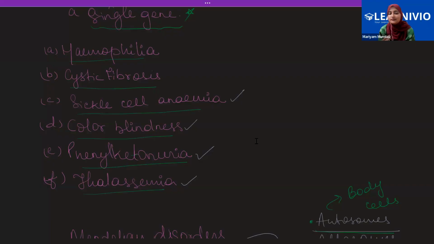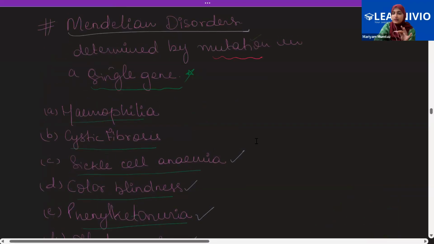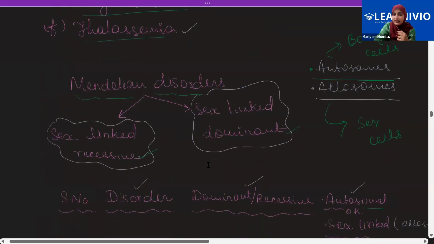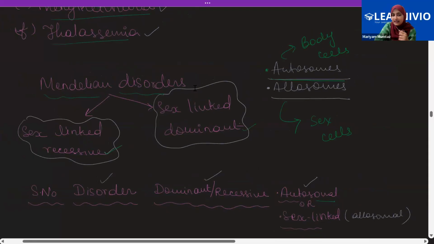Okay, very good. And you can also say phenylketonuria, which we just saw, causes mental retardation. Other than that, all of these diseases are examples of Mendelian disorders, and we have to study how they are getting inherited. Now see, the main thing: Mendelian disorders are of two types, recessive and dominant.